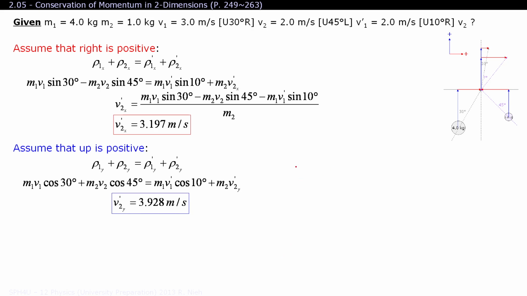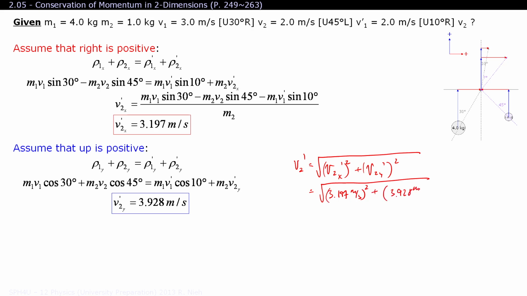To finish things off, we need to find out what our v2' velocity is, or the magnitude of it, which is equal to v2x' squared plus v2y' squared. I'll put it in brackets because it should be squared when you use the Pythagorean theorem. With 3.928 meters per second squared, once you pull out your calculator, you get an answer of 5.1 meters per second. Yeah, 5.1 meters per second.